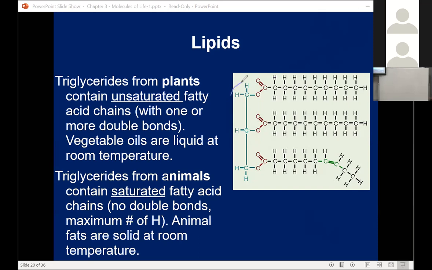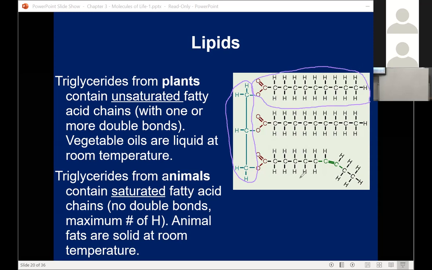Okay, so in this greenish teal color right here, this is the glycerol backbone. Then a fat has either 1, 2, or 3 fatty acids attached to it. The fatty acids are this long hydrocarbon chain with this carboxyl functional group. That whole thing is a fatty acid chain.